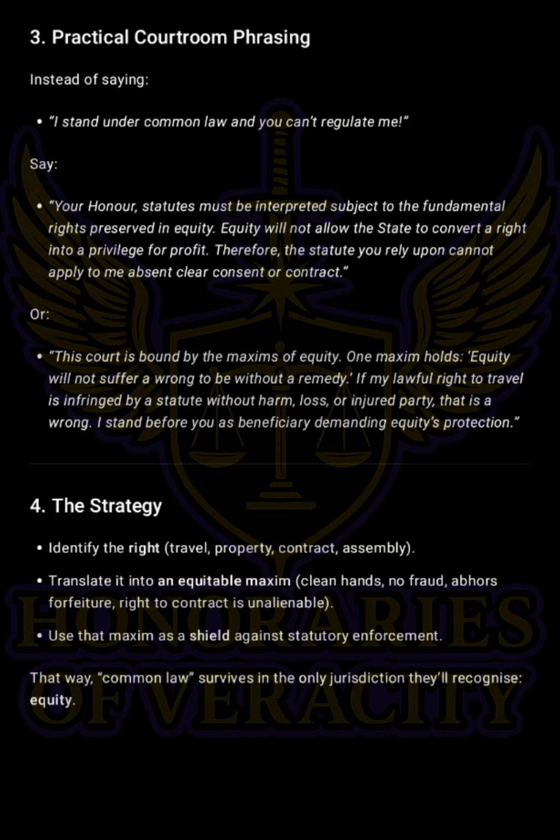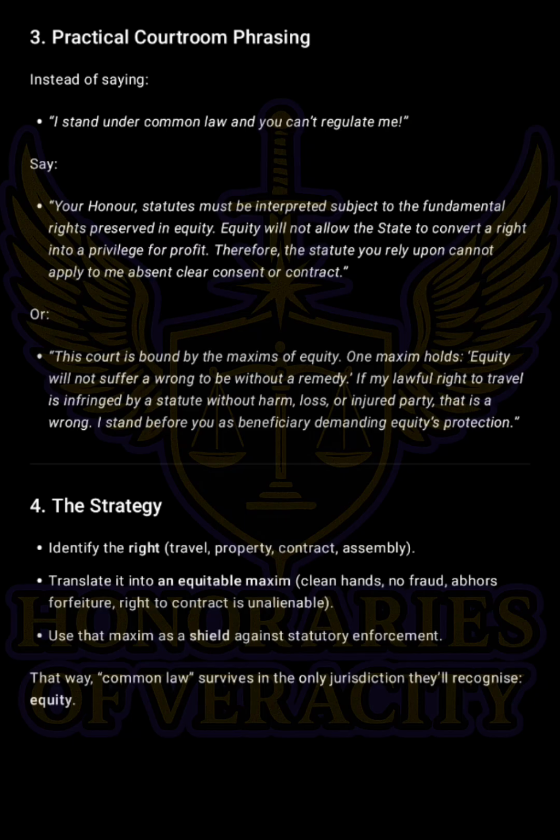Or, "This court is bound by the maxims of equity. One maxim holds, equity will not suffer a wrong to be without a remedy. If my lawful right to travel is infringed by a statute without harm, loss, or injured party, that is a wrong. I stand before you as beneficiary demanding equity's protection."